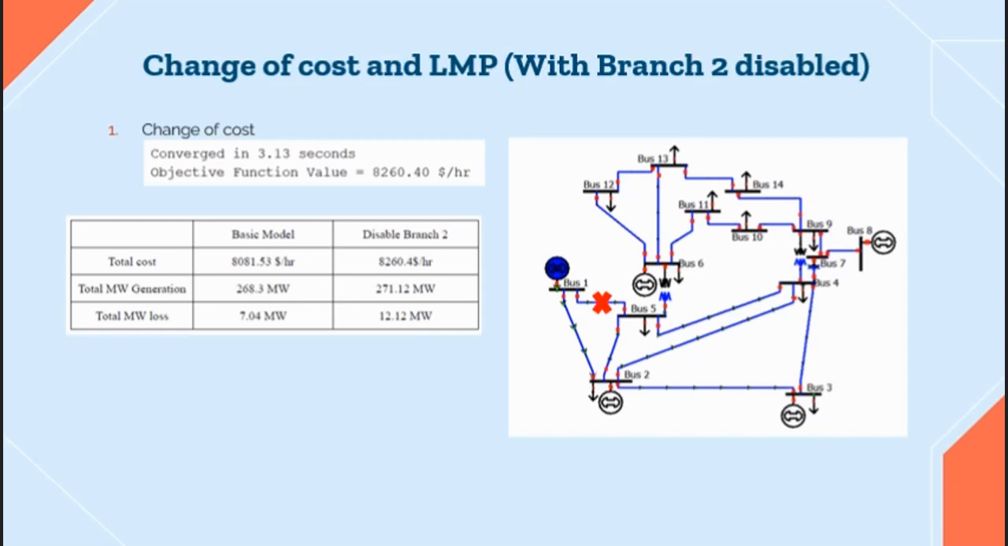The LMP rises except for buses 1, 2, and 3, because the power generated by generator 1 must flow through branch 1 when branch 2 is disabled. Generator 1 delivers more power to buses 1, 2, and 3, but no power is delivered to the remaining buses.